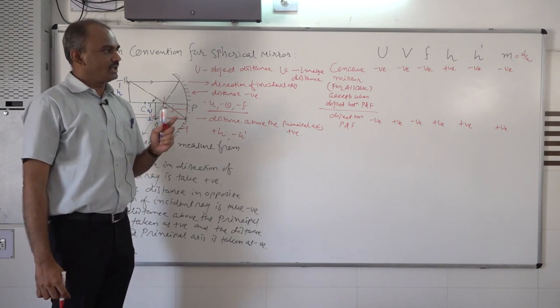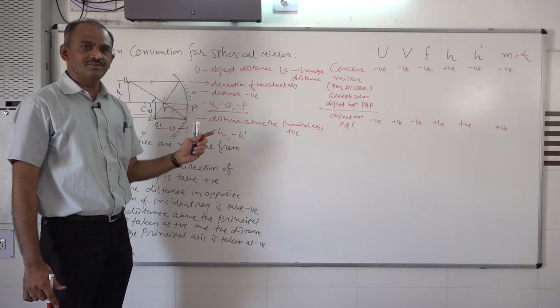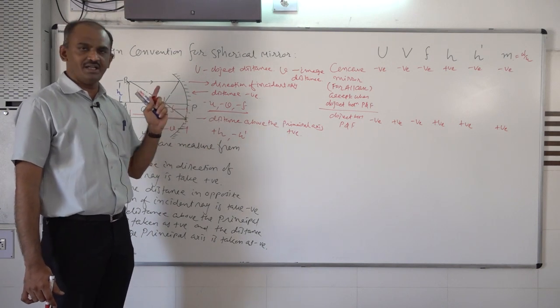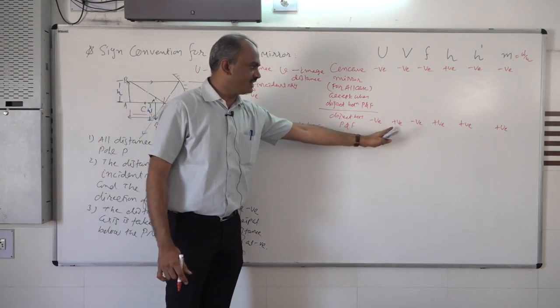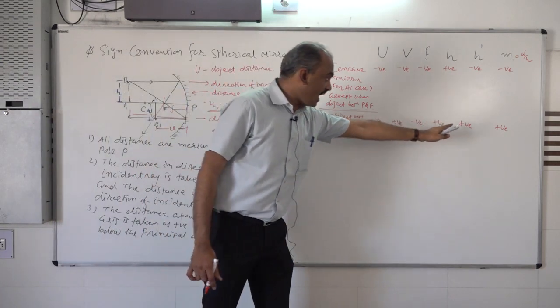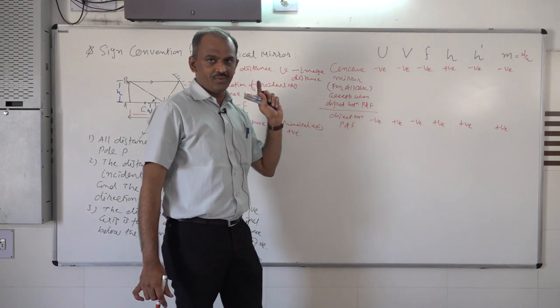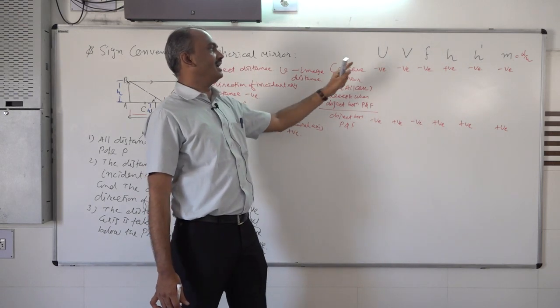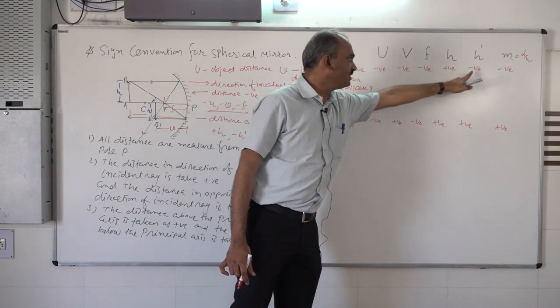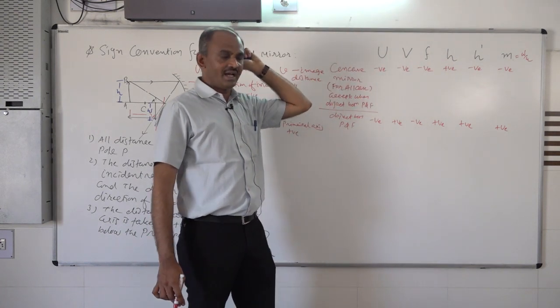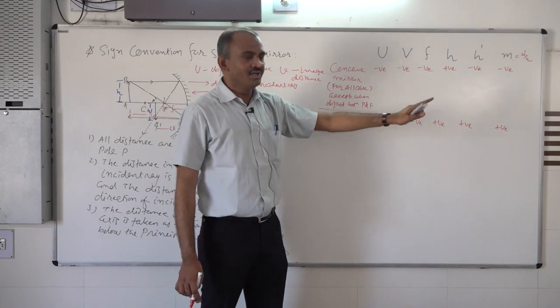In the concave mirror, there is only one case, where the object lies between P and F. At that time the image distance is positive and the image height is positive. In all other cases u is negative, v is negative, F is negative, H is positive and H dash is negative. These values remain the same.